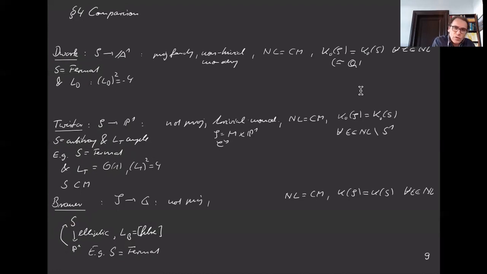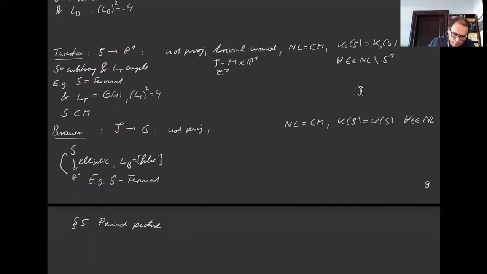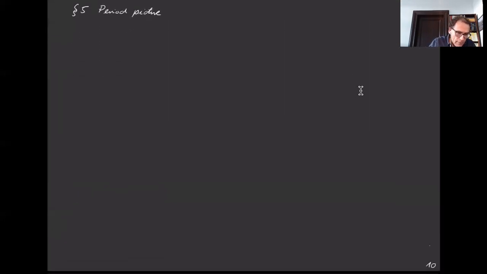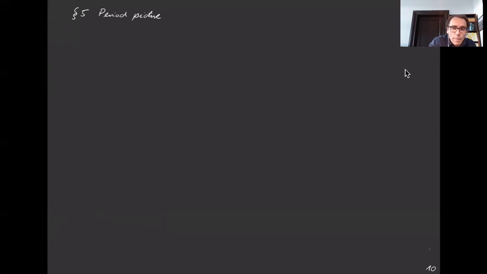And it seems instructive somehow to write these three descriptions on the level of periods, one next to the other. Okay, so that will be the last part. So let me first recall a few facts concerning period domains. So I start with the lattice lambda, which is just the lattice of any K3 surface Z.